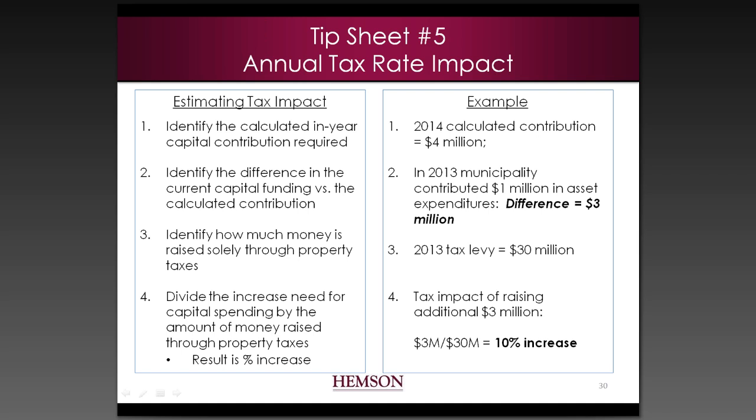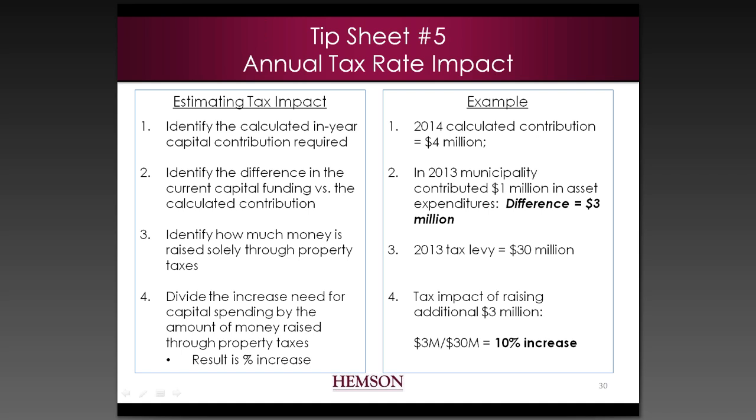And slide number 30 here is just intended to give a bit of an example of an annual tax rate impact, and sometimes municipalities want to quantify what would be the impact associated with trying to move towards some of these increases in contributions. A simplified example here is if the annual contribution need in 2014 was some $4 million, and in 2013 the municipality had really been contributing or spending $1 million, we've got upwards of a $3 million difference between the calculated need and what was actually occurring.